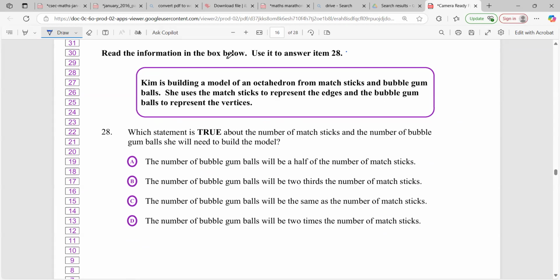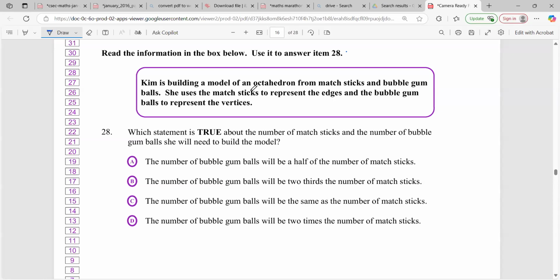It says read the information in the box below. She counted how many. Okay, so she said she counted something, and then times it by 2. Which statement is true about the number of matchsticks and the number of bubble gums that will build the model? So read it for yourself.